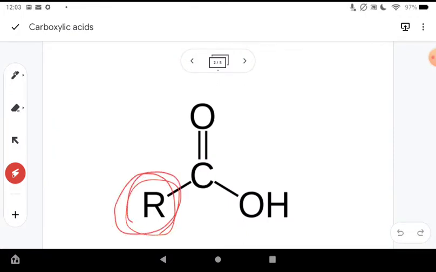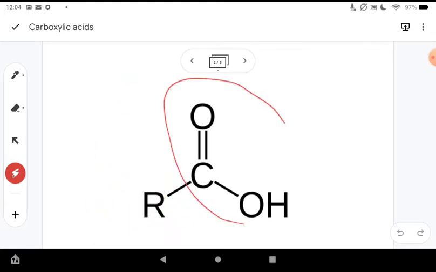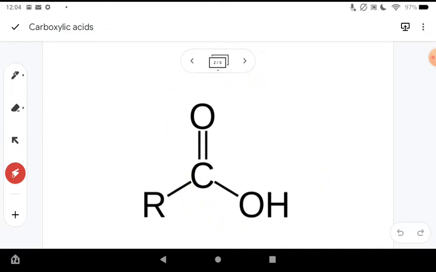Now, an R group means any chain, right? So this could be a carbon with 3 hydrogens coming off of it. This could be 2 carbons with hydrogens coming off of all those. This could be 2 carbons with another oxygen over here. It doesn't matter what this R group is. This is the bit that is important, right? Now, you have got this oxygen here and you've got an OH.